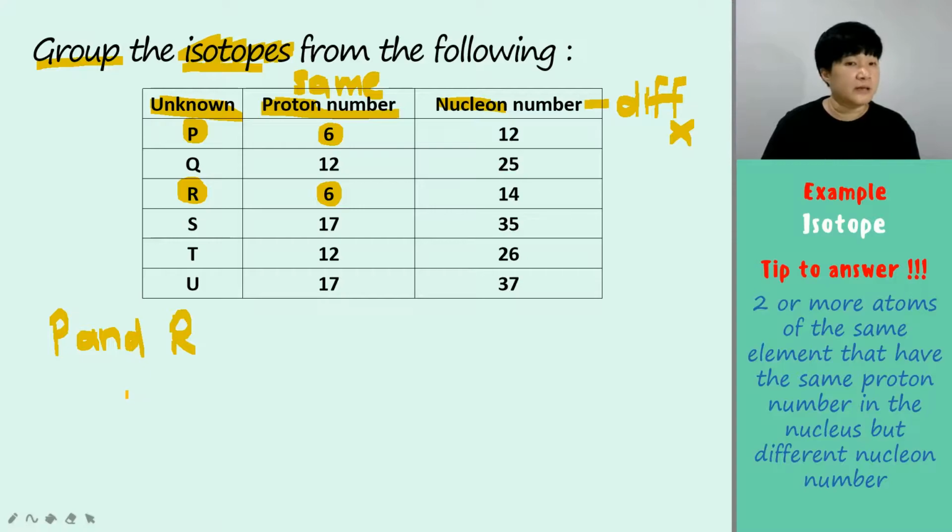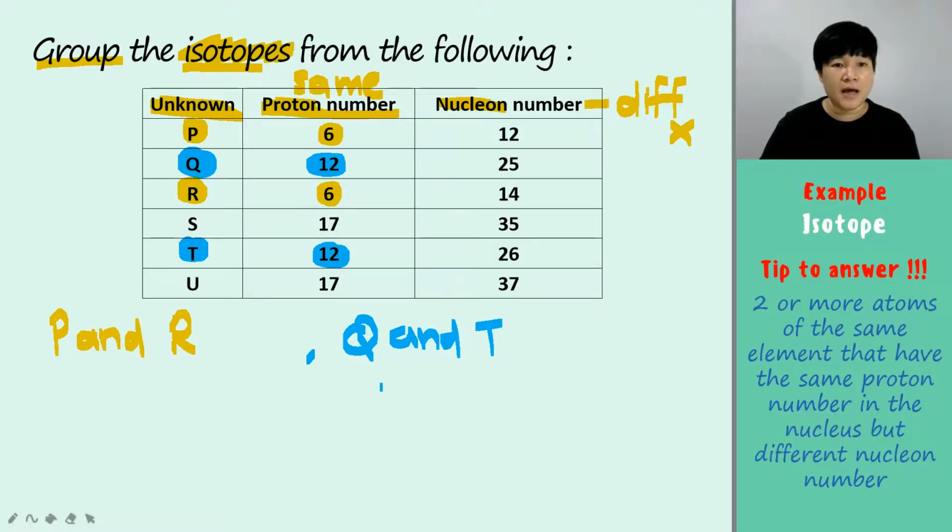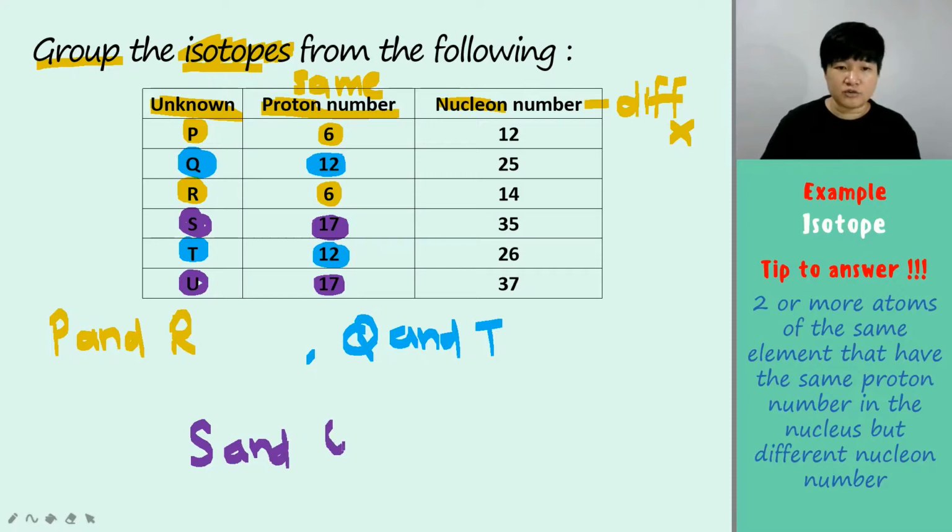They must be from the same element. Next, you have your unknown Q having the proton number 12 and also your unknown T having the proton number 12. Therefore, your Q and T are also isotopes to each other. They must be from the same element. Last but not least, you have your S, proton number 17, and your U, also proton number 17. In other words, your S and U are isotopes to each other. So this is one of the ways that we identify who are isotopes to who.